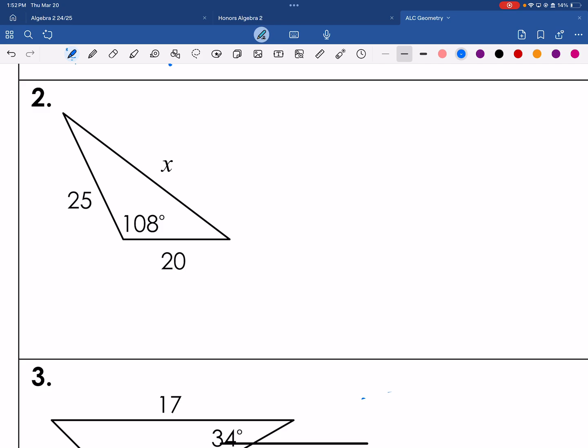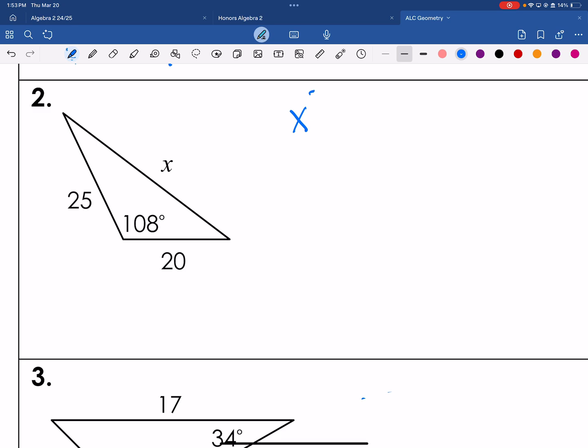Okay, so the first thing I'm going to do is make sure that I can use the law of cosines. In order to use the law of cosines, my angle needs to be created by the two sides that I know. And it is. Okay, so we can use the law of cosines.